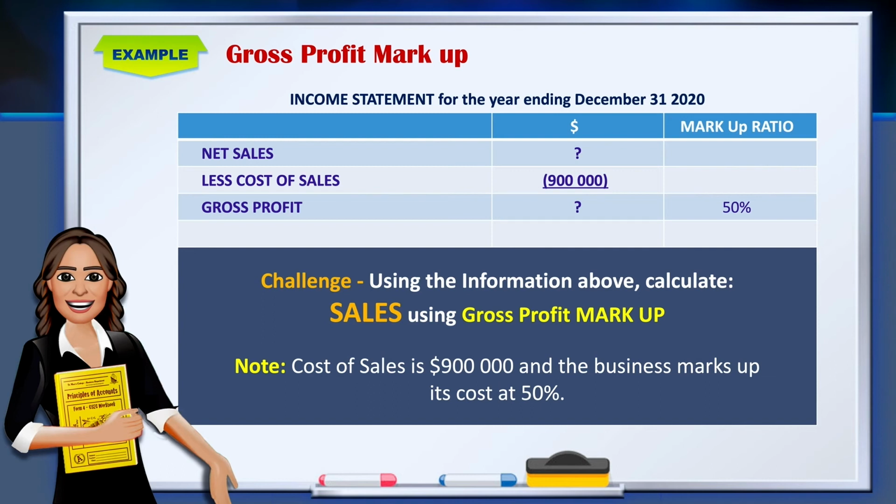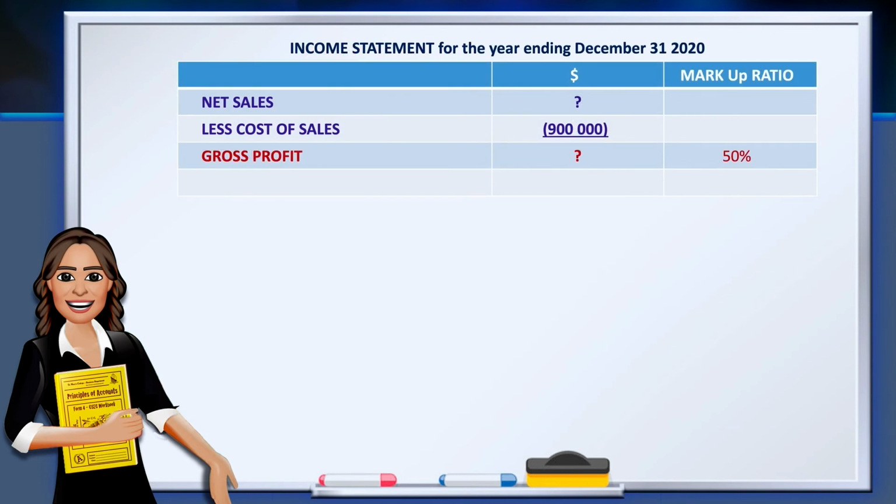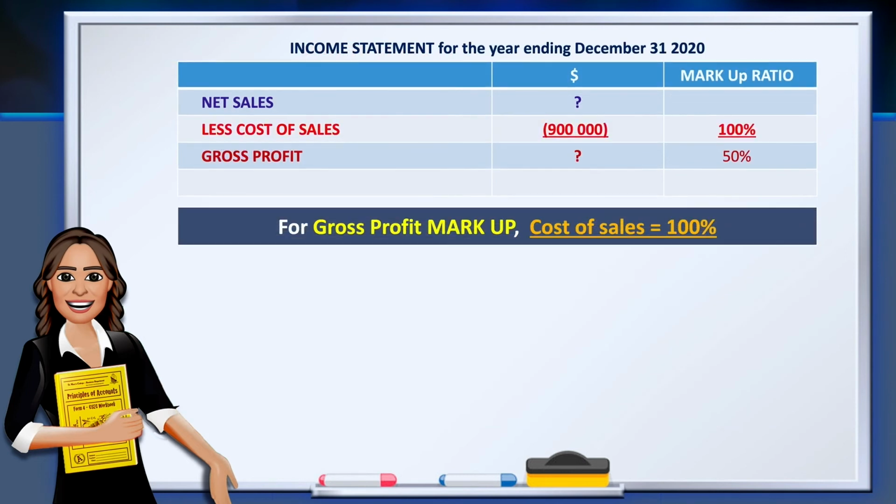So using the two figures that we have there, which is your cost of sales as $900,000 and the gross profit markup as 50%, we are challenging you to find your sales figure using the gross profit markup. Unlike previously, where your net sales figure was your total or your 100%, whenever you are working out a markup, your cost of sales is actually 100%. So your 100% cost of sales, your gross profit is 50%.